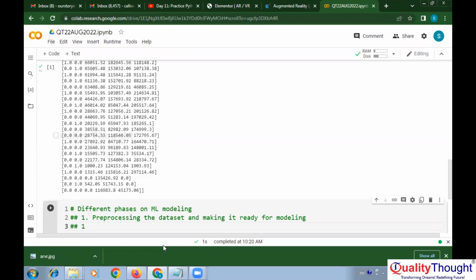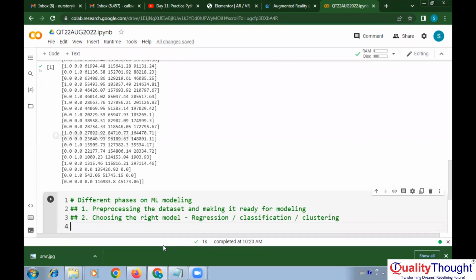Then the second thing is choosing the right model. Okay, this is the easiest of all. You know, 3 options: regression, or classification, or clustering. This is the easiest of all.